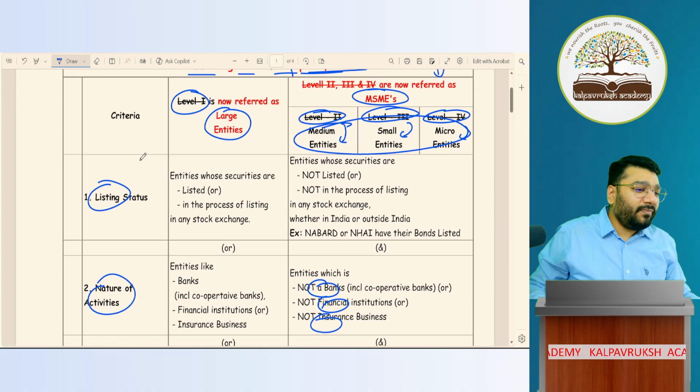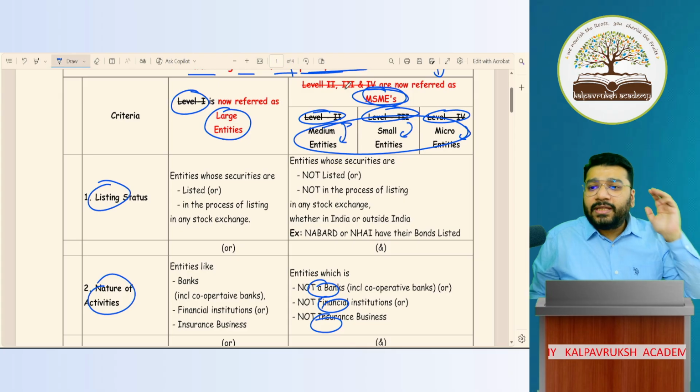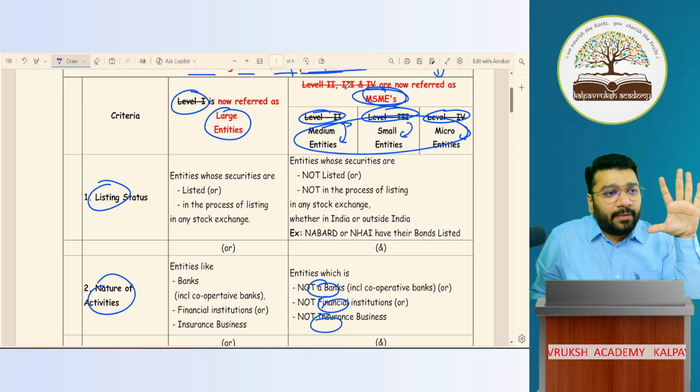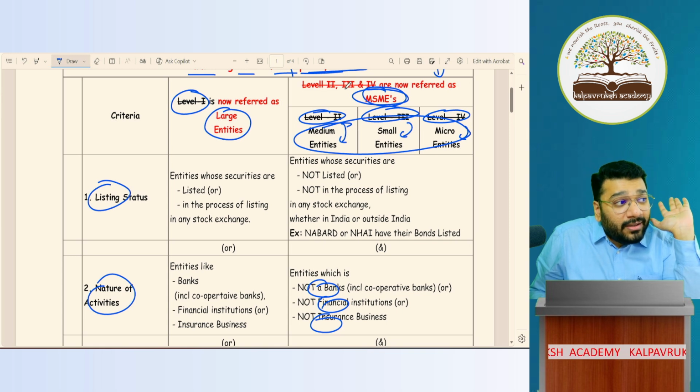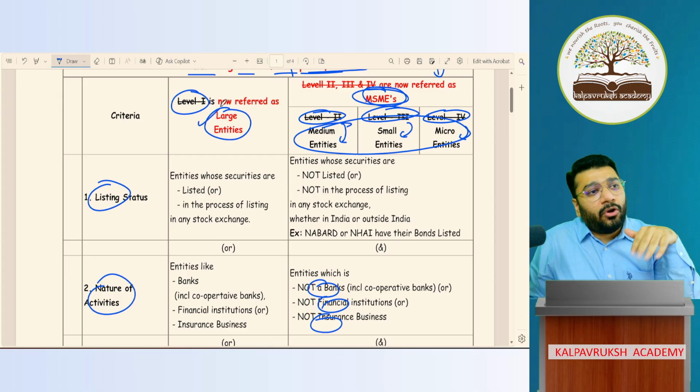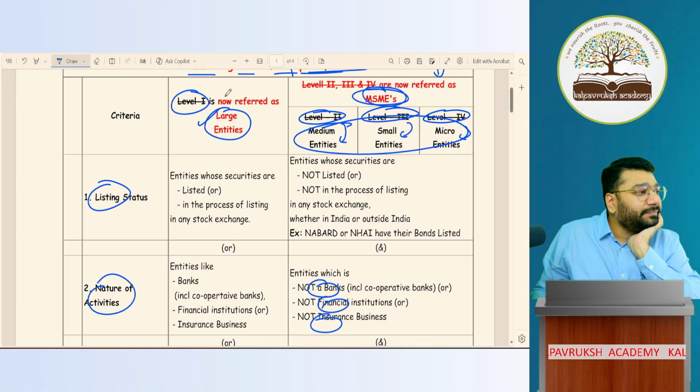Now, here also they have classified who is MSME. So if the 5 conditions of MSME are satisfied, you're MSME, or else you're a large entity. What do we do? Should I read large entity first, then go to MSME, or do MSME first, then come to large entity? MSME we will discuss. Chalo, great.